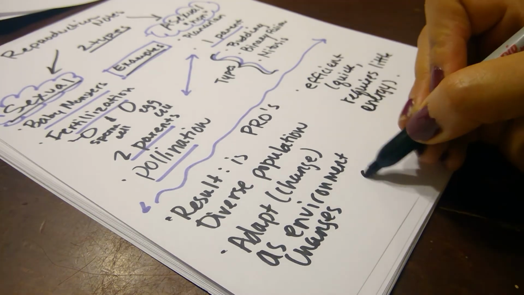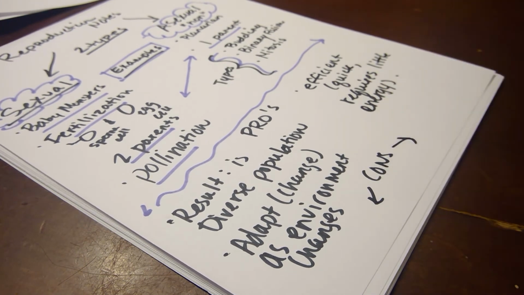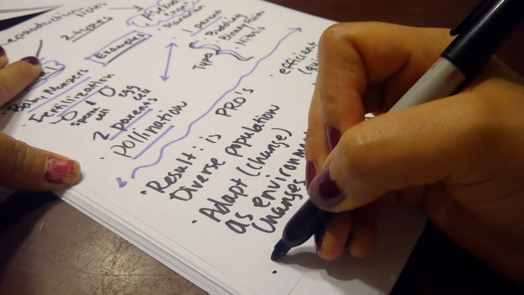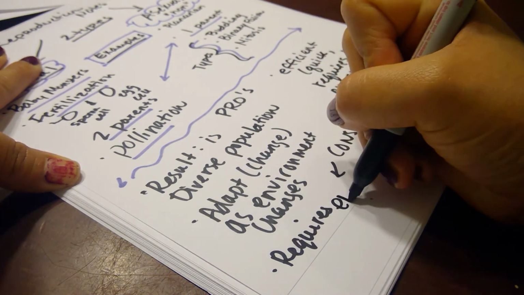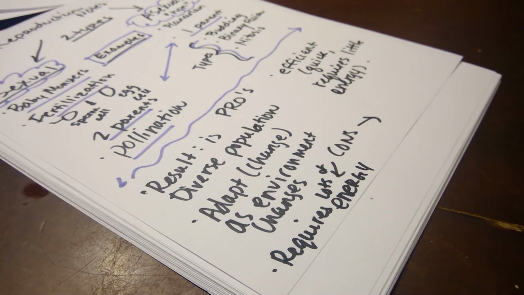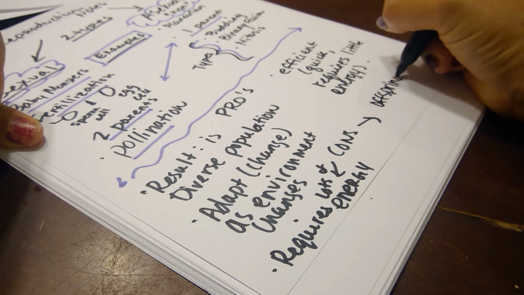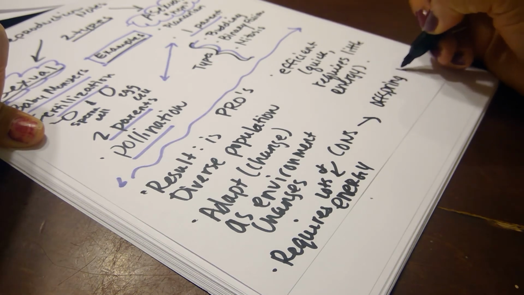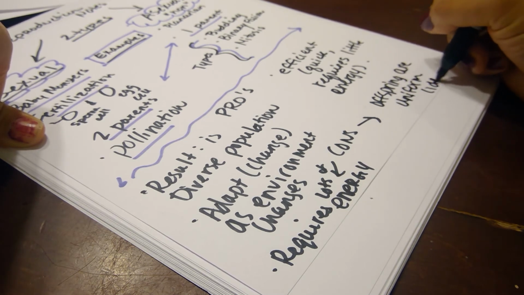Right, now let's go through the cons. For sexual reproduction, the only con is that it requires lots of energy and effort. You have to convince a mate to mate with you. And then the cons for non-sexual reproduction is that the offspring or the population are uniform. That means they are identical.